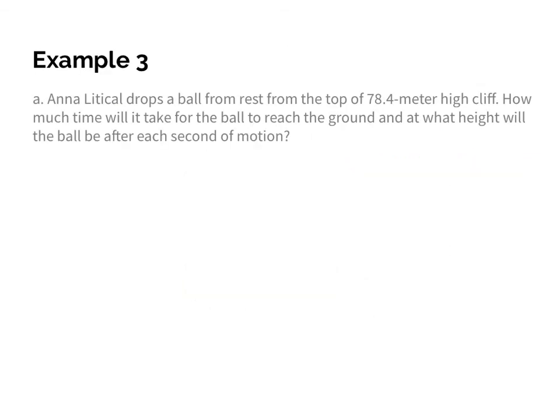Okay, so this first example is looking at an example of free fall. It says a physicist drops a ball from rest at a height of 78.4 meters. Understand that this one's just going to be a review on free fall motion. So again, she's dropping it from a cliff. So let's say the cliff here, I'll draw a quick little picture.